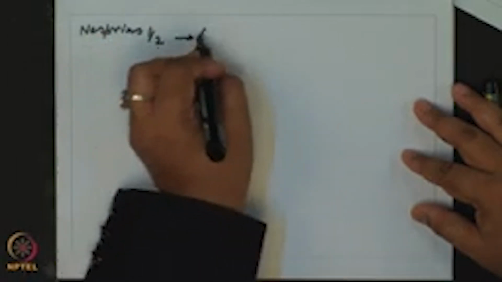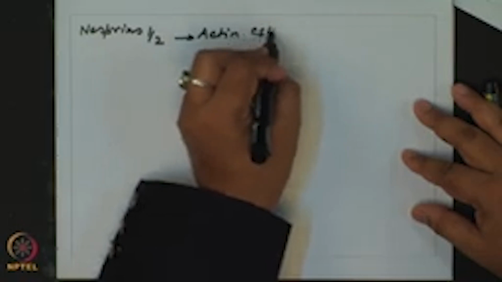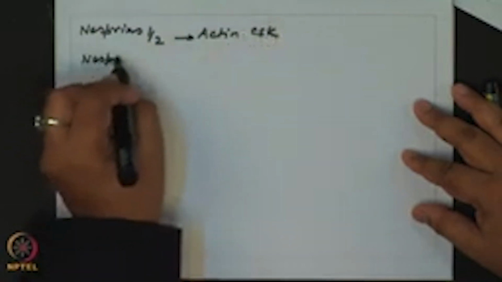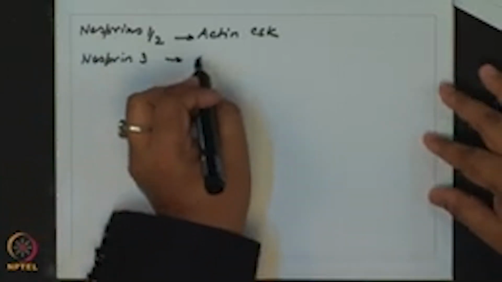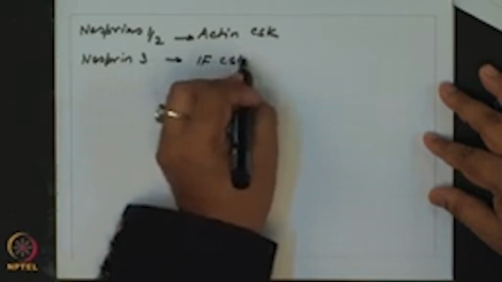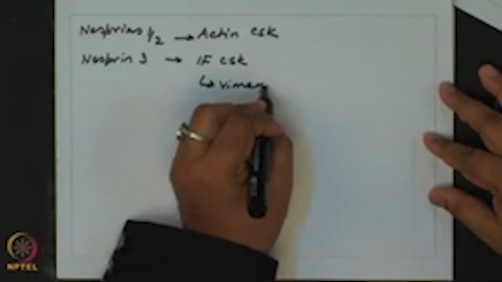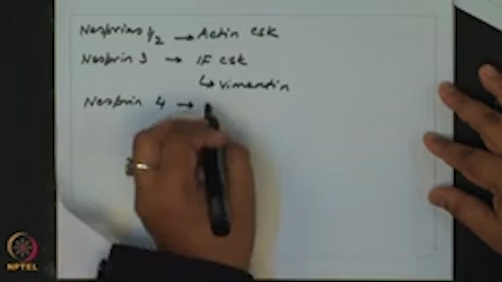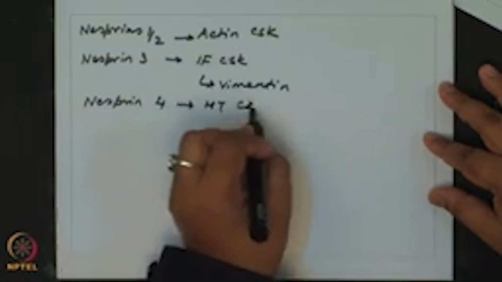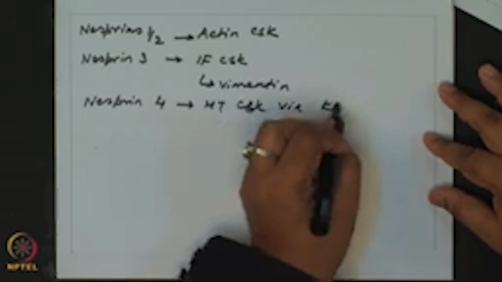You have different types of nesprins. You might have nesprins 1, 2 which are known to connect to the actin cytoskeleton. You can have nesprin 3 which connects to the intermediate cytoskeleton. By intermediate cytoskeleton I mean vimentin network, and you have nesprin 4, which connects to the microtubule cytoskeleton via kinesin 1.